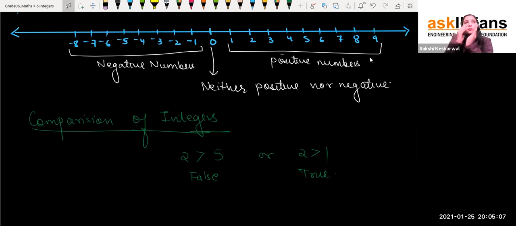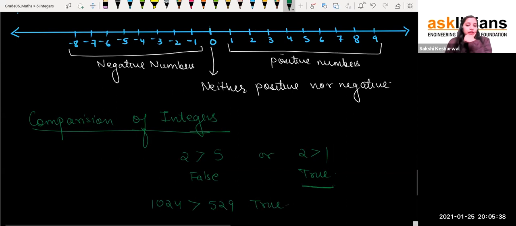So the numbers that are farther from zero are greater, and the numbers less far from zero are lesser values, right? Similarly, 2 is greater than 1 because 2 is farther from zero, so this is true. So if I say 1224 is greater than 529, yes or no, this is true. Now let's talk about the negative numbers, right?